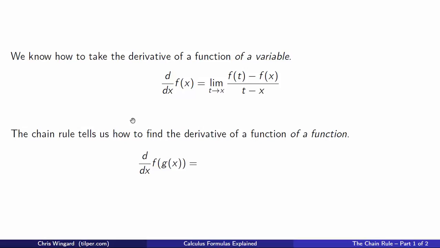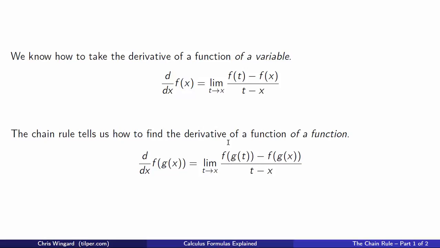So the chain rule tells us how to find the derivative of a composite function. If we stick a function inside of another function, like here, we're using a function g of x as input to the function f, and the chain rule tells us how to take a derivative of that. Well, just from the alternate limit definition here, we're still going to take a limit as t goes to x, because x is still our independent variable.